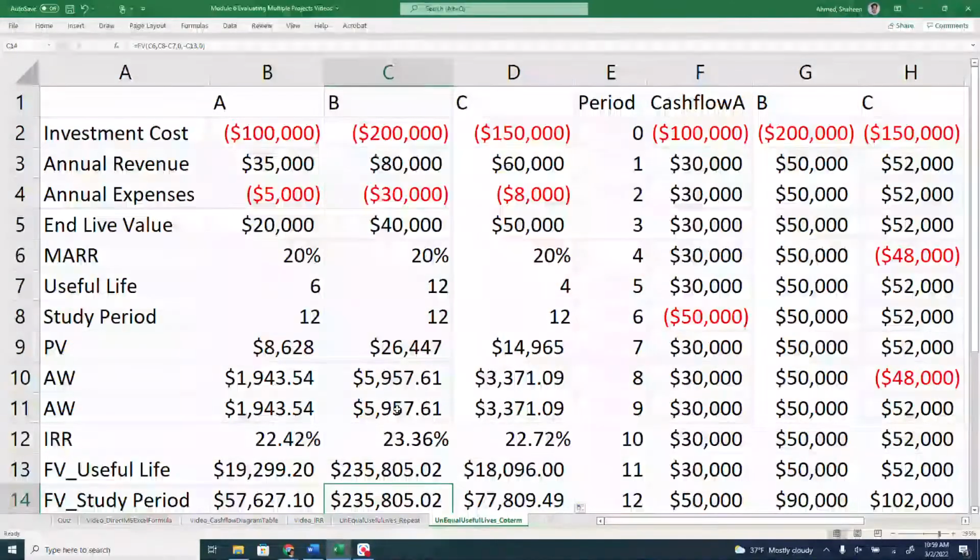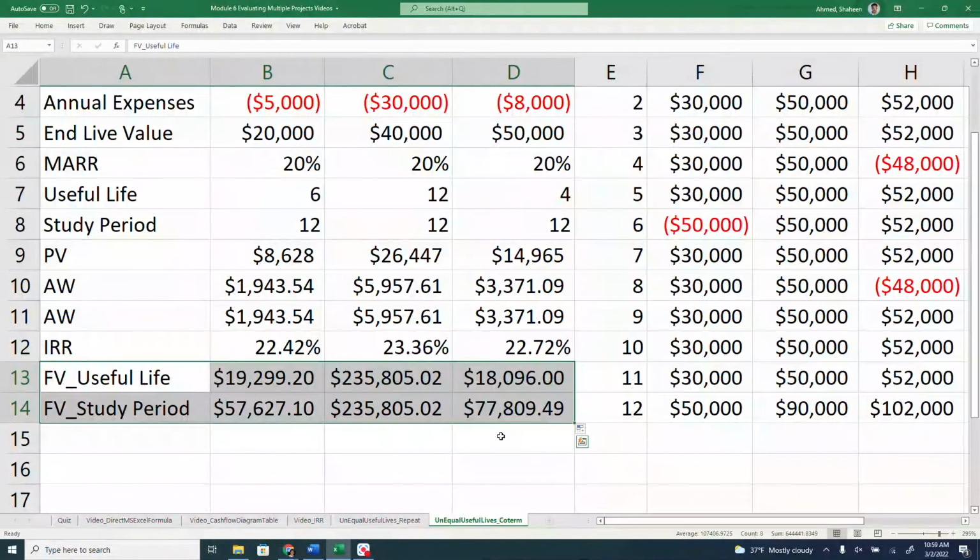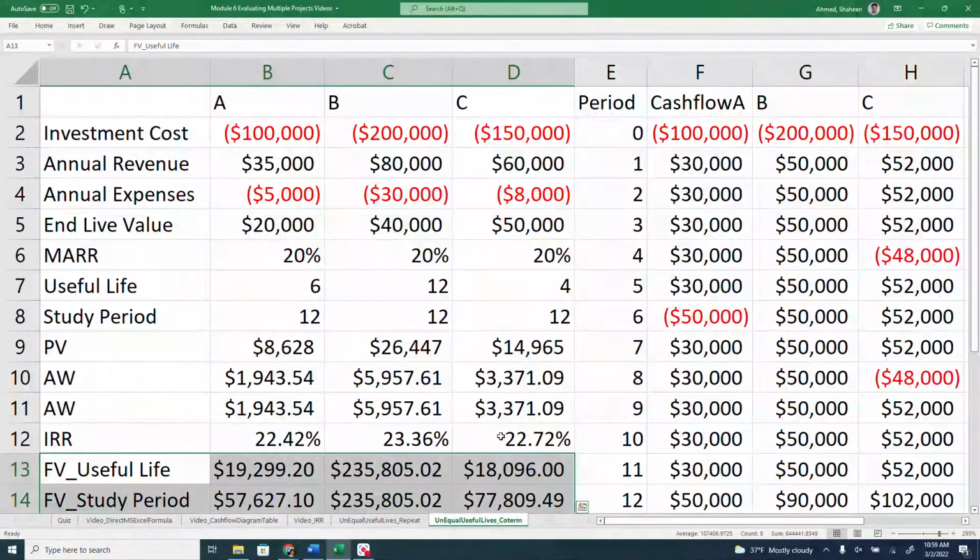So this is how the co-termination assumption works. You'll have to use the future value method to perform the calculation and make a decision based on that.